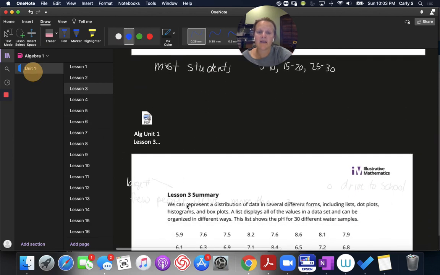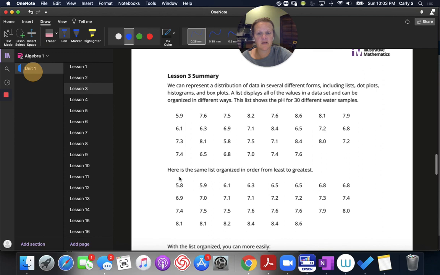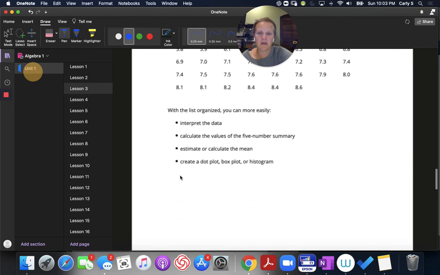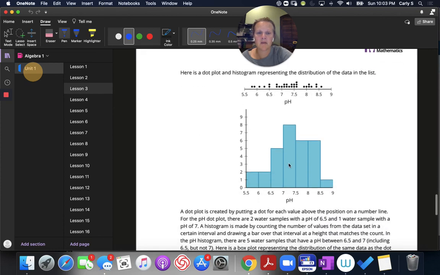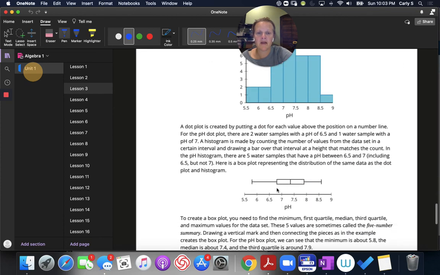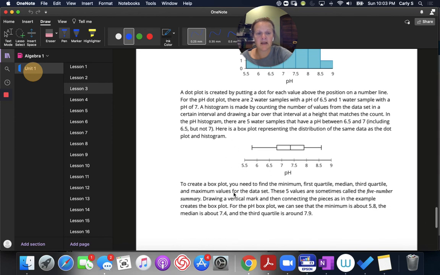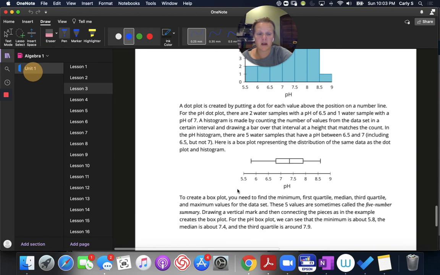I've attached the lesson summary because I think it's really great, and I'm putting it on Blackboard also. I do like how we have a dot plot and a histogram and then a box and whisker plot. And we've really done a good job here of interpreting it and talking about it. All right, I'm going to push pause there, and we are done. Pretty short lesson today.